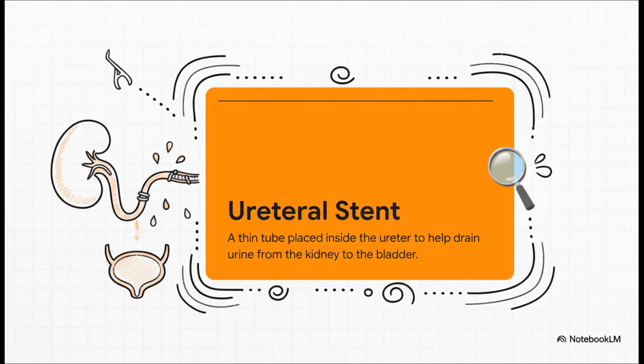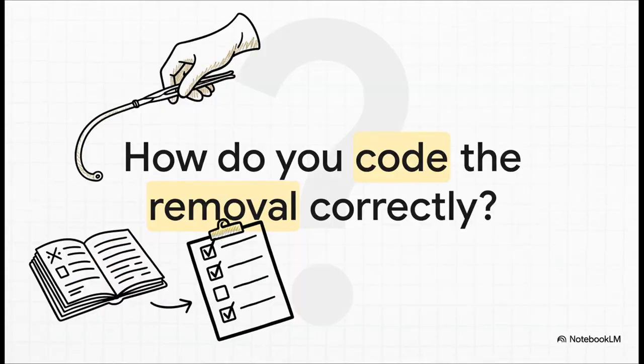Okay, so before we even think about codes, what exactly are we talking about here? A ureteral stent is basically a tiny, flexible tube. Its whole job is to prop open the ureter so urine can get from the kidney down to the bladder. Super common and a really important tool in urology. Simple enough, right? So the stent's done its job, and the doctor takes it out.